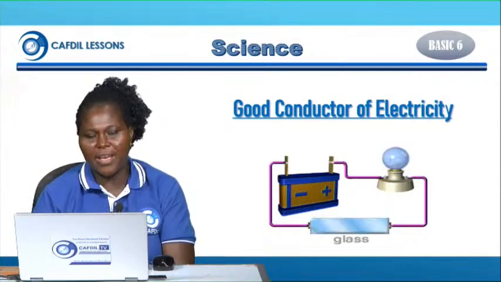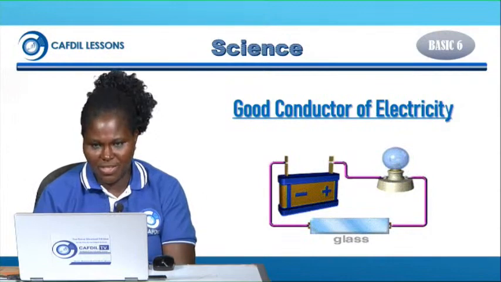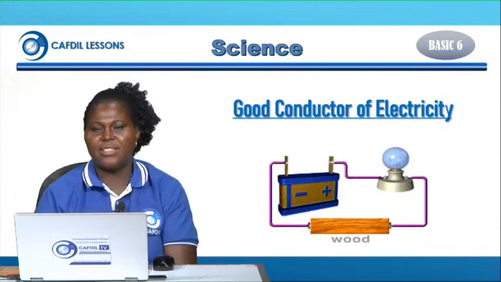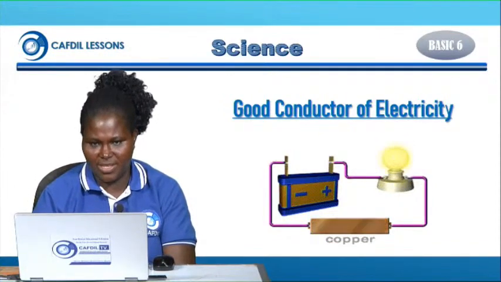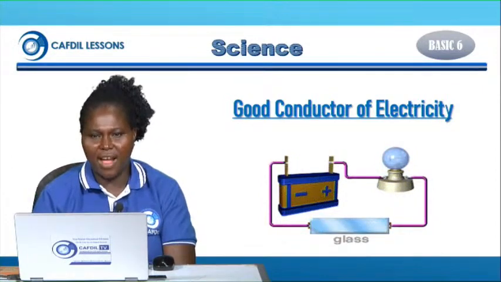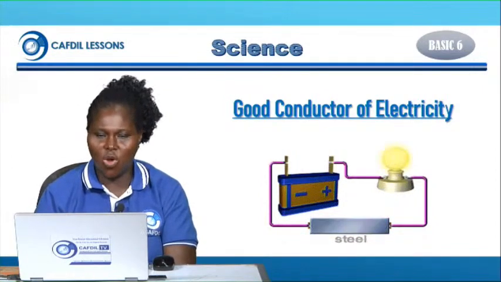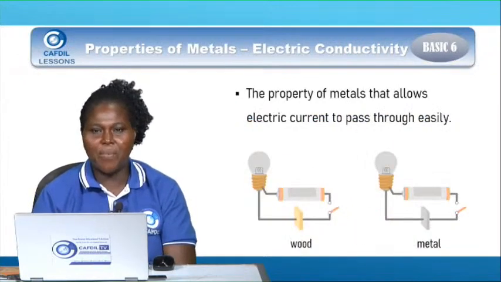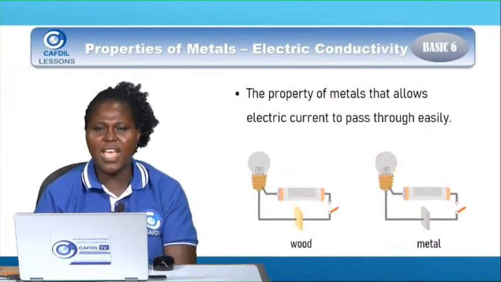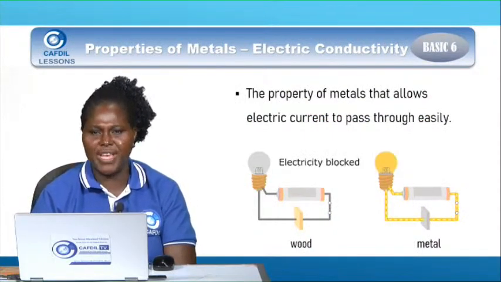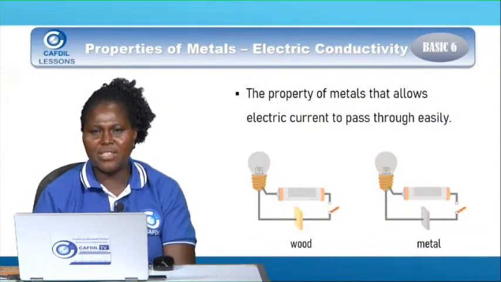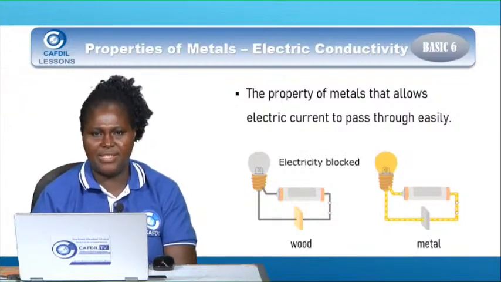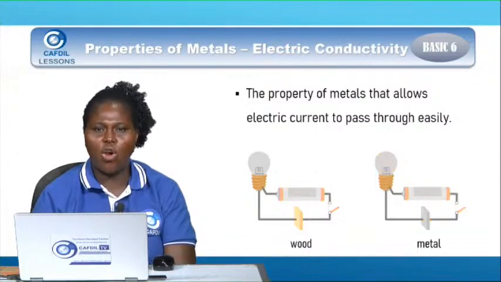So the copper is a good conductor of electricity. The steel is also a good conductor of electricity. But the wood is a bad conductor of electricity, and the glass is also a bad conductor of electricity. The property of metals that allows electric current to pass through easily is being a good conductor of electricity.